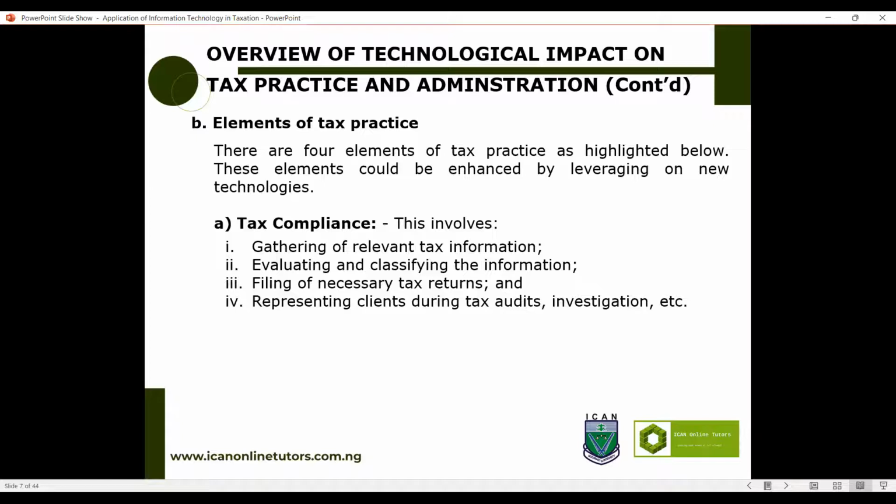Okay. So we also have the evaluation and classification of this tax information. Okay. So we have filing of necessary tax returns as well as representing clients during tax audits and investigations. So just like I mentioned, tax practitioners act as a middleman between the taxpayer and the tax authority. So if they were engaged by the taxpayer, they act as a representative of the taxpayer, who is known as their client.